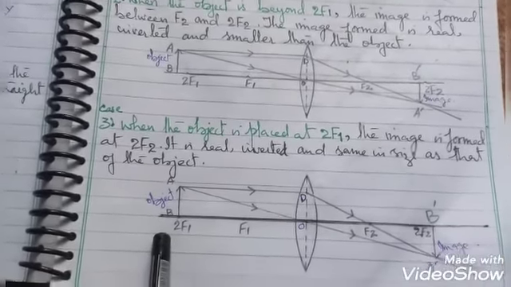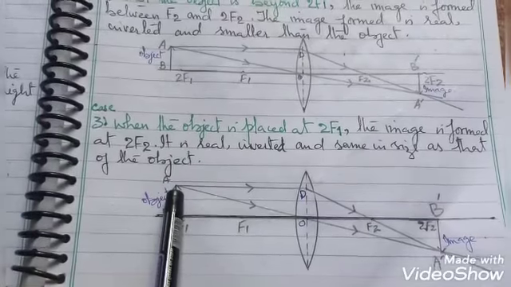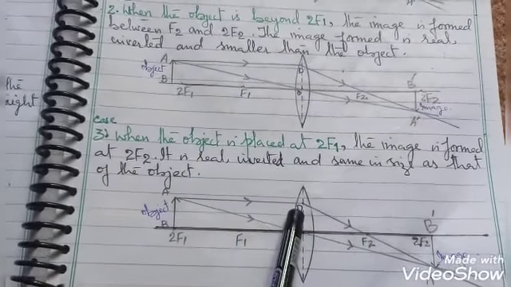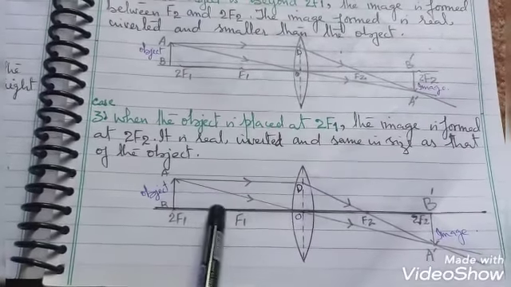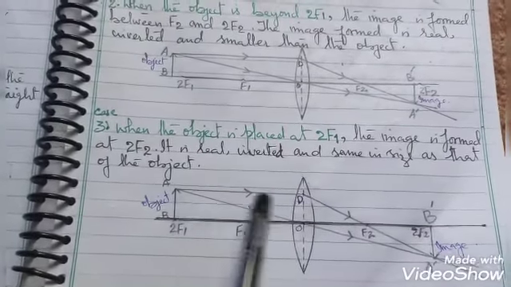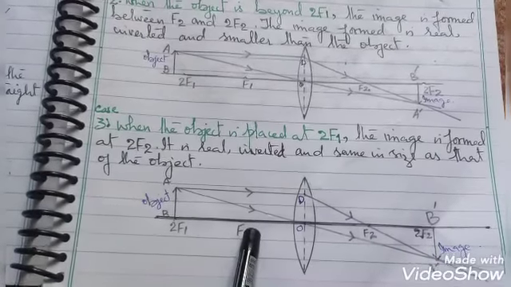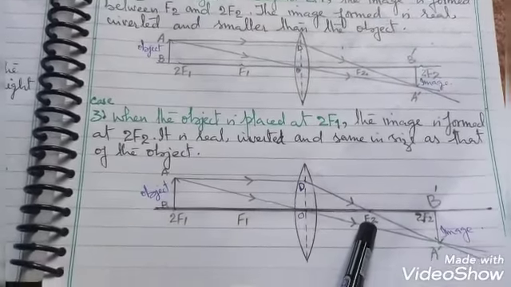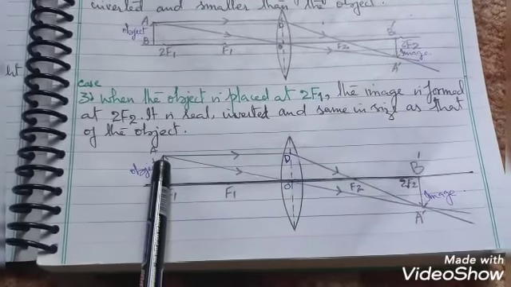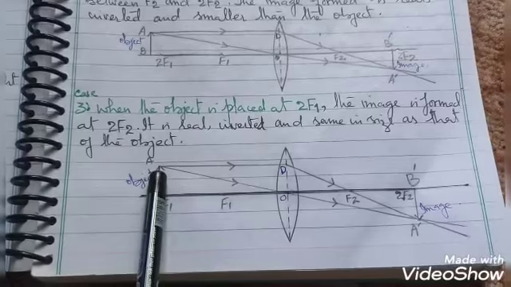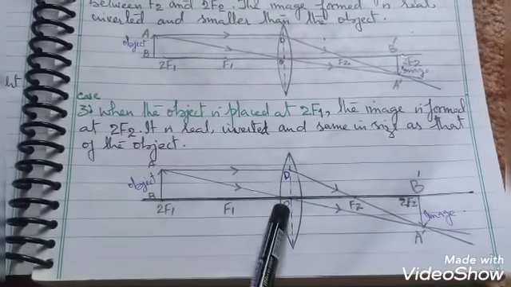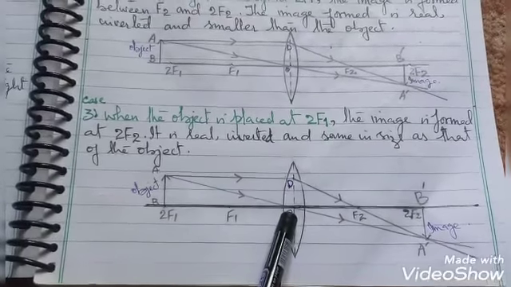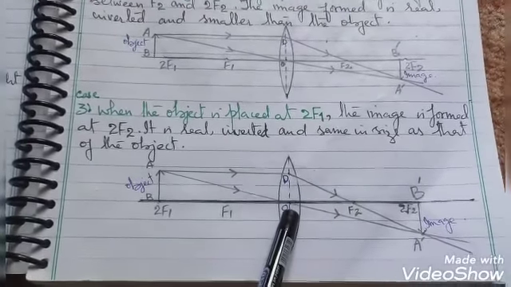A ray of light starting from top point A of the object is incident on the lens along AD and is parallel to the principal axis. This ray of light AD is parallel to the principal axis. On refraction, it passes through the focus f2 of the lens. Another ray of light also starting from A is incident on the lens along AO and passes undeviated through the optical center of the lens.